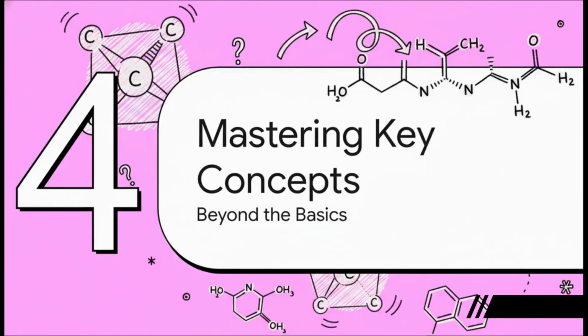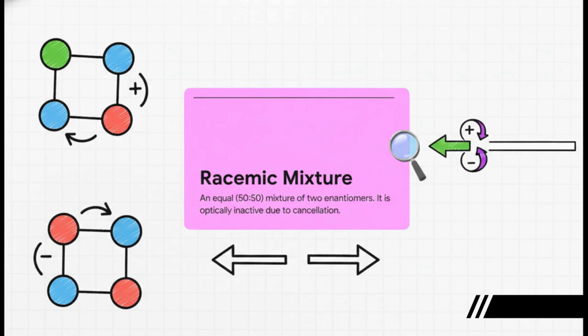Awesome. We've got the main mechanisms down. Now, let's just polish things up a bit by mastering a few key terms that the exam might use to try and trick you. So we keep saying that SN1 reactions lead to a racemic mixture. What does that actually mean? Well, it's just a perfect 50-50 mixture of two enantiomers. You know, the left-hand and right-hand versions of a molecule.